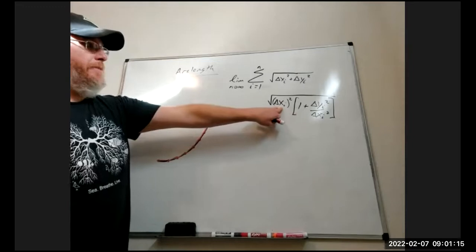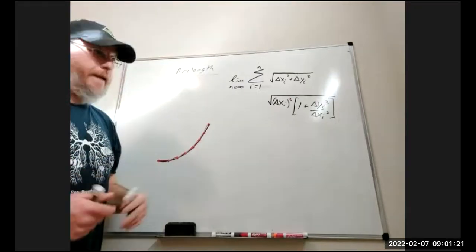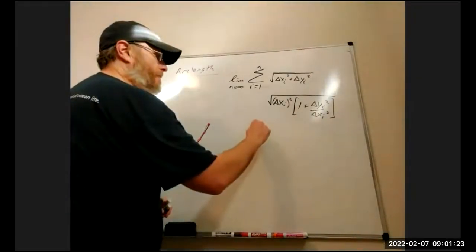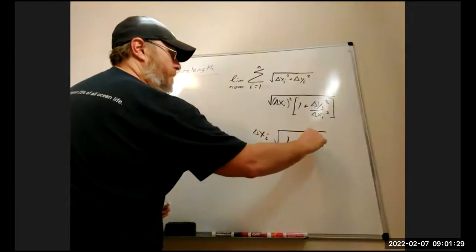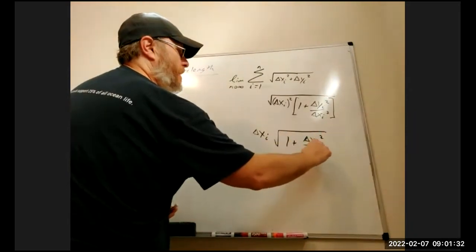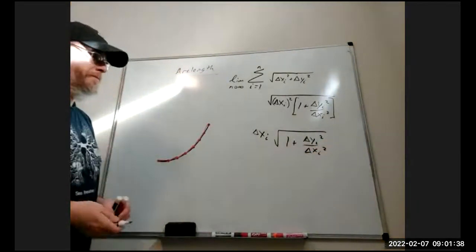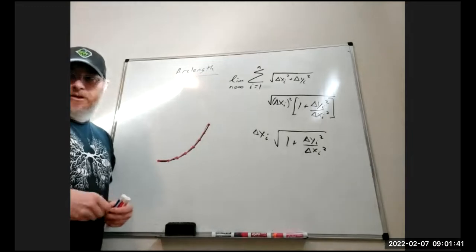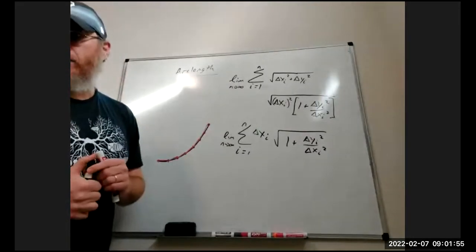Let me now pull out this delta xi squared. I take the square root of it. The square root of a square cancels. So what I'm left with is a delta xi times the square root of 1 plus delta yi squared over delta xi squared. So just a little bit of algebra gets us here. In the original equation, that's delta xi squared plus what squared? Delta yi squared. Okay, thank you.